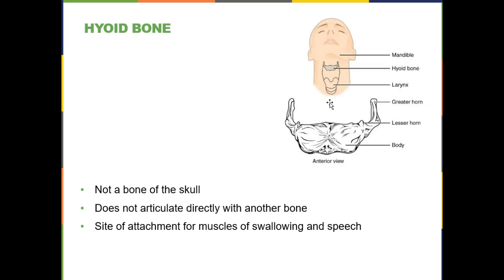You want to know that the hyoid bone exists. It's right there in your throat. An interesting little fact about the hyoid bone is it's the only bone in the body that does not touch or articulate directly with another bone. It's just sort of suspended there by a bunch of muscles and ligaments for swallowing and speech.